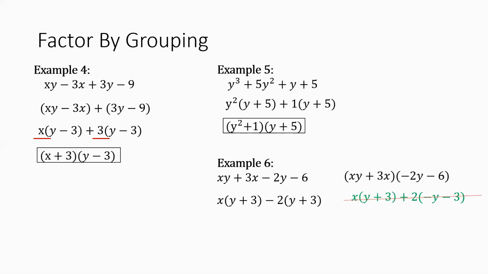And now I can finish my factor by grouping. My first factor is going to be x minus 2. It's what's in front of those matching parentheses. And then my second factor is going to be y plus 3. It's what's in the matching parentheses. And again, I only write them once.